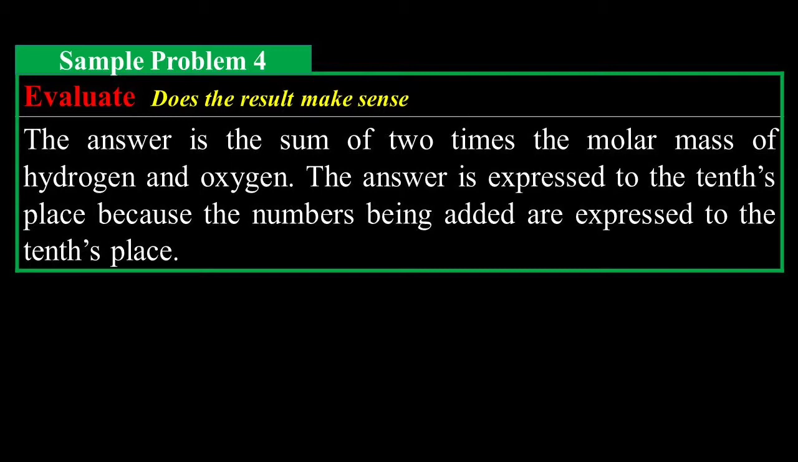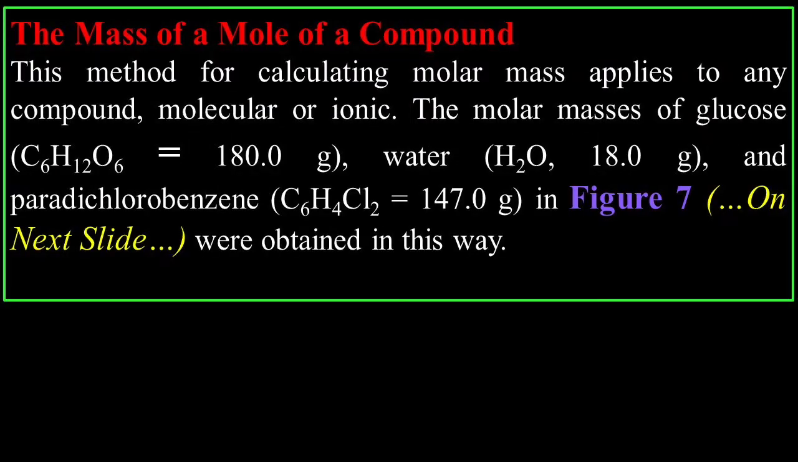The answer is the sum of 2 times the molar mass of hydrogen and oxygen. The answer is expressed to the tenths place because the numbers being added are expressed to the tenths place. That's from the book. If you do it to the hundredths place, that's okay. So, if it's 34.0, 34 is just fine. That's from the periodic table, and that's the mass number, the number of nucleons. This method for calculating molar mass applies to any compound, molecular or ionic.